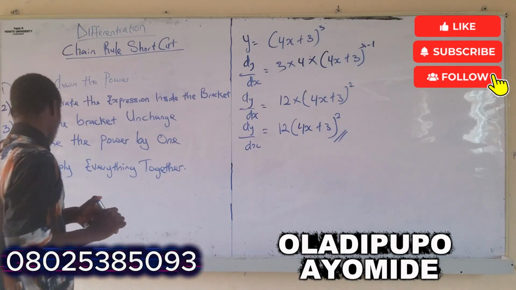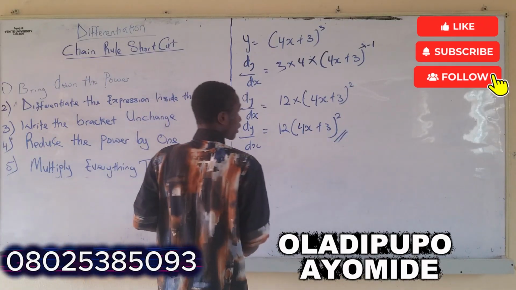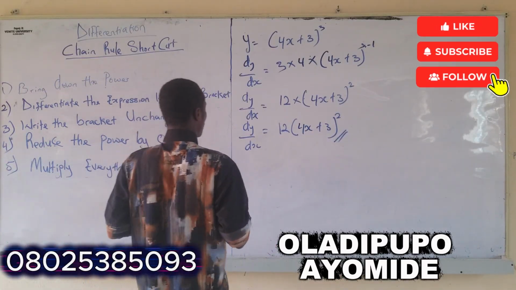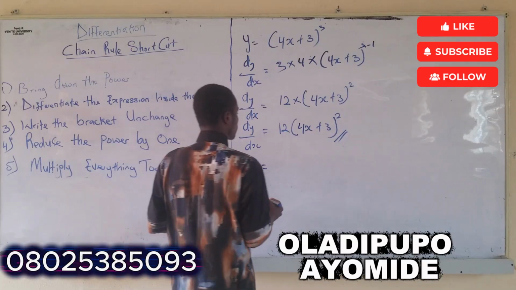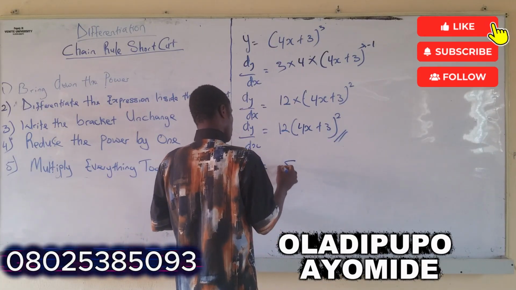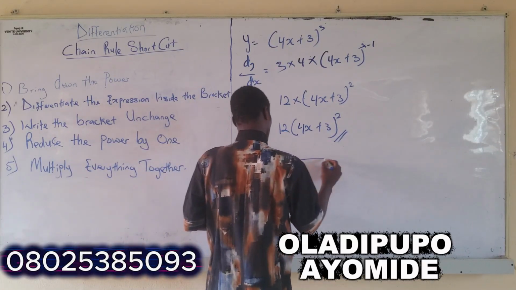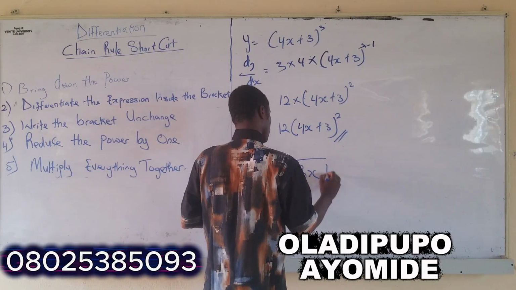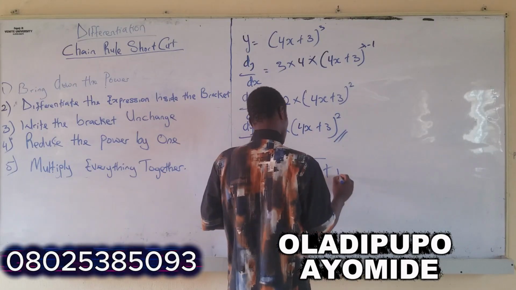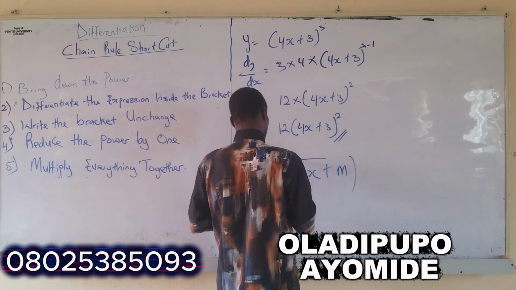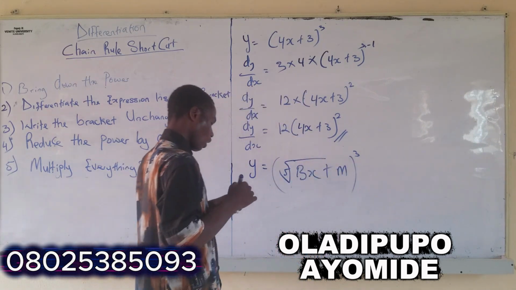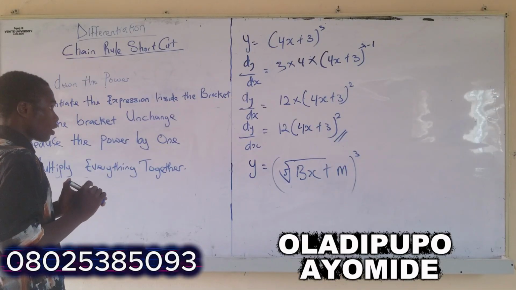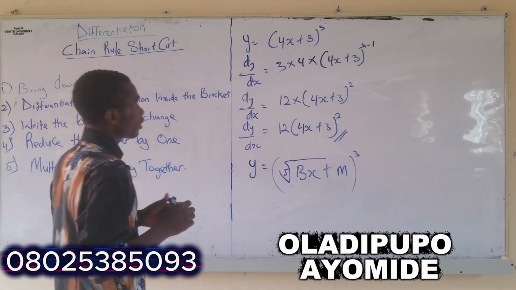Let's take another question. Let's say y is equal to the fifth root of (bx + n), the bracket raised to power 3. Then differentiate.